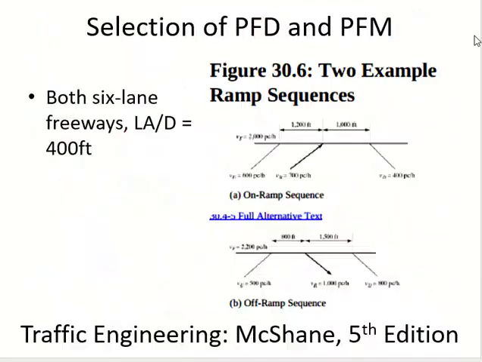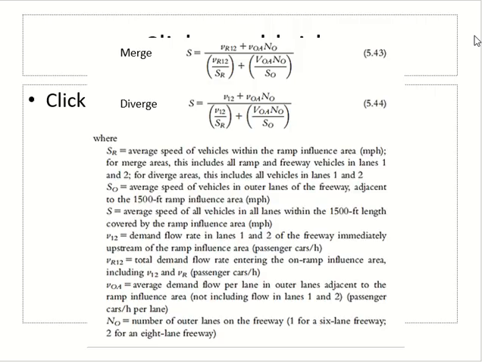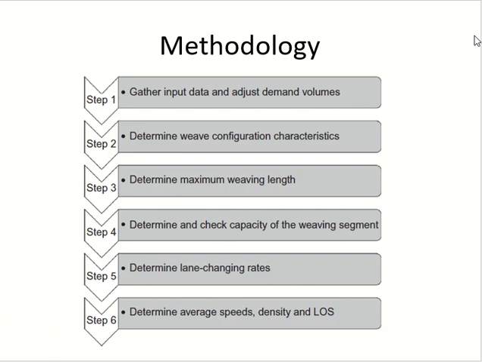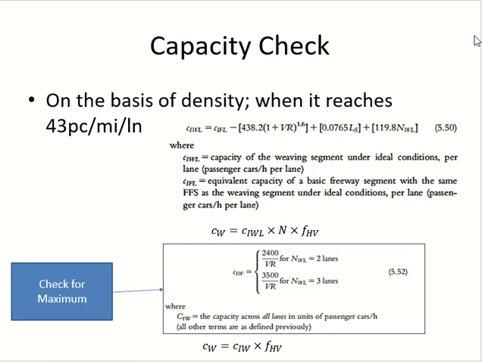So the capacity check is that you calculate the capacity per lane for the weaving segment. Then you convert it into total capacity by multiplying with number of lanes and check. The total should not be more than these ratios. If it is more, then you will take the capacity as these ratios. The final value will be one of these values. Then you compare it with the demand flow rate you have. If the demand flow rate is more, level of service is F. If it is less, you will continue.